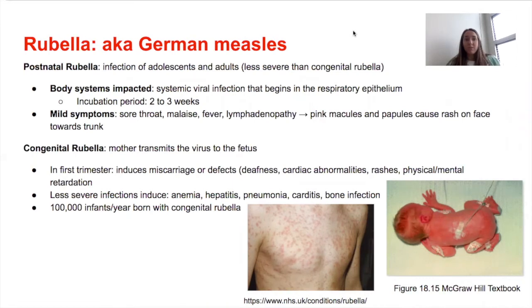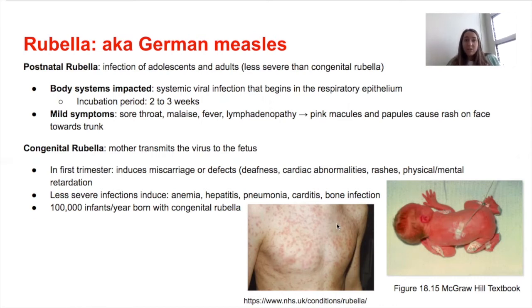So the incubation period from when someone becomes infected to starts showing symptoms is typically 2 to 3 weeks. And typically the symptoms are mild. It can be a sore throat, malaise, fever, lymphadenopathy, leads to pink macules and papules, and can cause a rash on the face that will move towards the trunk area and then towards the extremities. So this rash, you can see in the picture down here, that's postnatal rubella, and his rash is beginning to move down towards his trunk and extremities.